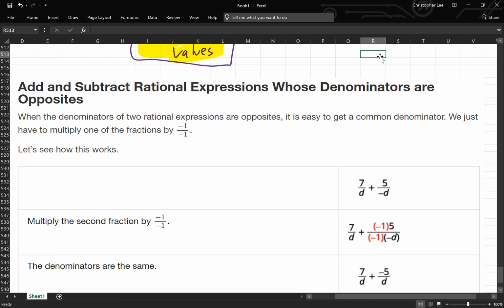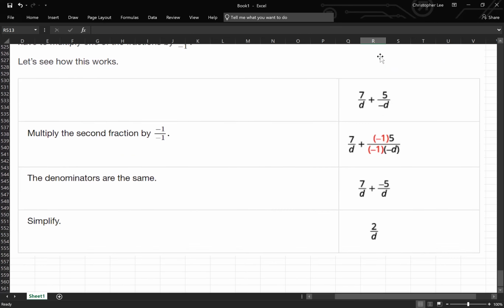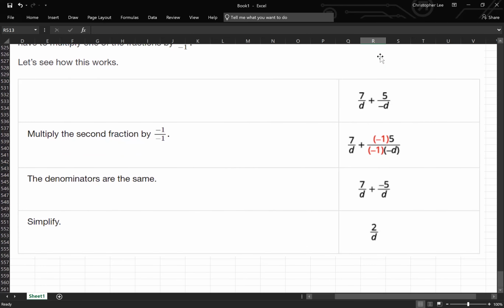Let's say I have 7 over d plus 5 over -d, right? If I multiply the second fraction by -1 over -1, what's it going to be? It's going to be 7 over d plus -1 times 5. So now when the d is positive in the denominator, they're both the same, so now I can just work with the numerator. So 7 plus -5, we know that's going to be 2, so final answer, 2 over d. It's just that simple, right?